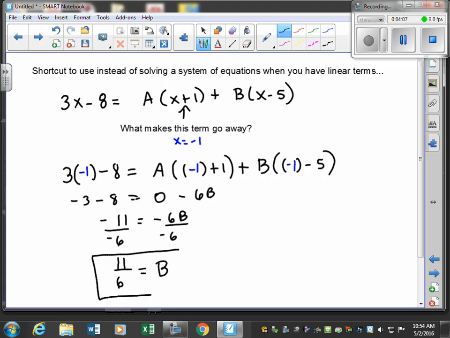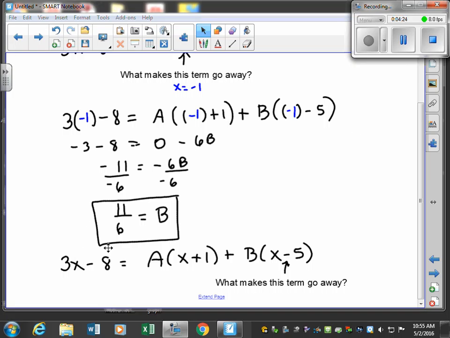Okay. Right, that's the same thing we got. And then from there, we could always plug it back in, and also we can either do that, or we can now turn around and ask the question, what will make this term go away?